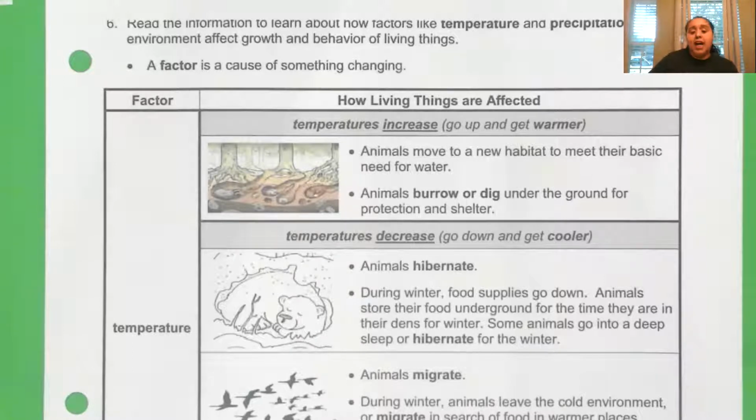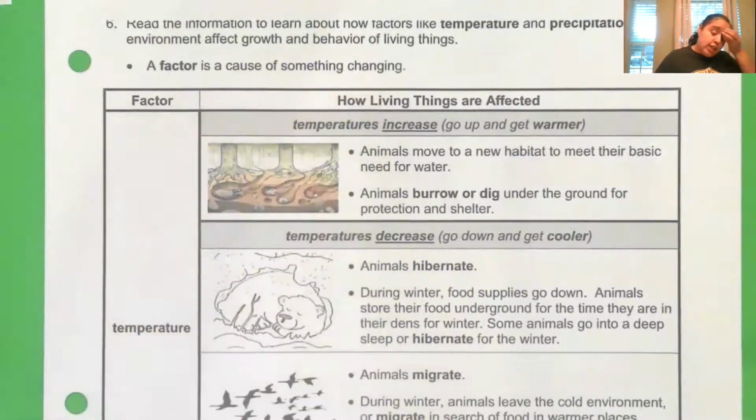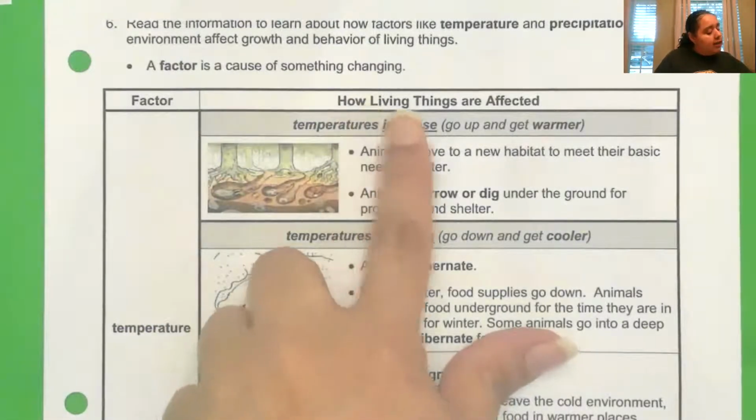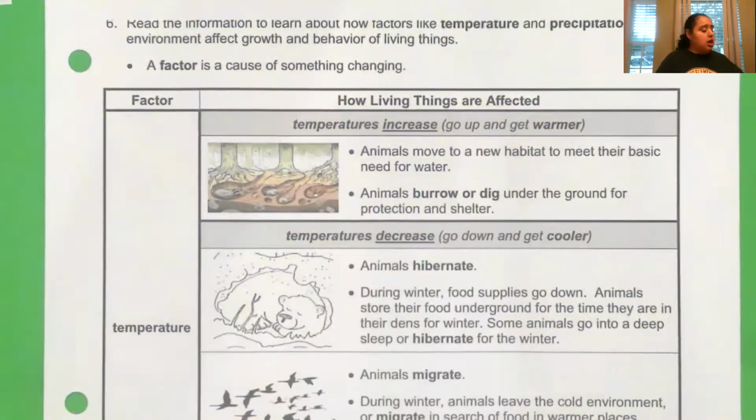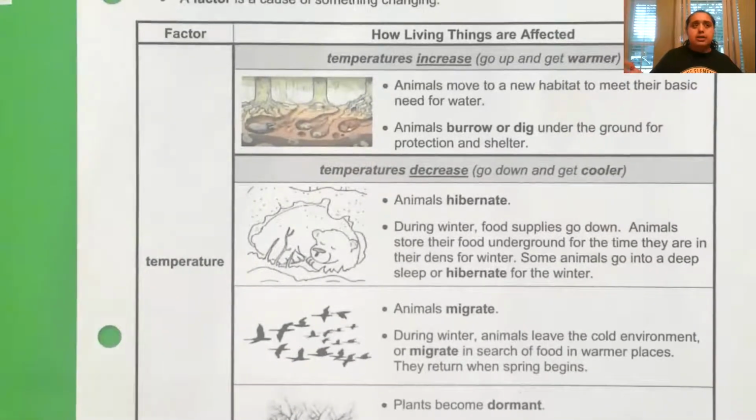So here we go. A factor is a cause of something changing, okay? Now, how are living things affected? So let's talk about temperature, okay? We know that temperature can increase, go higher, or temperature can decrease, which means go lower, go down and get colder, right? So when temperature increases, it gets warmer. And when temperature decreases, it gets cooler, right?